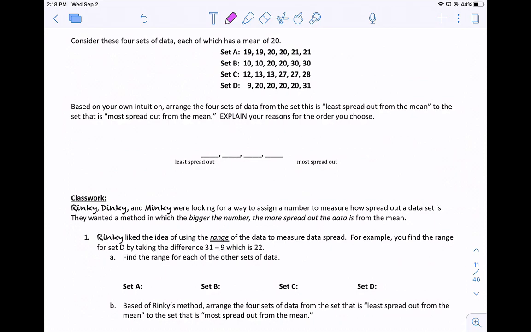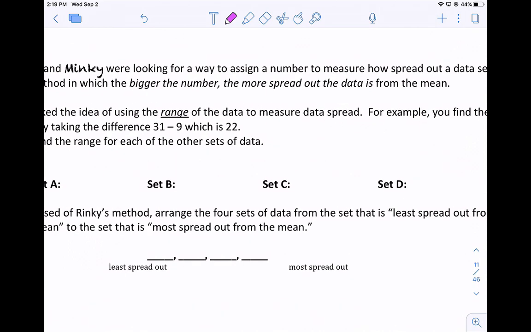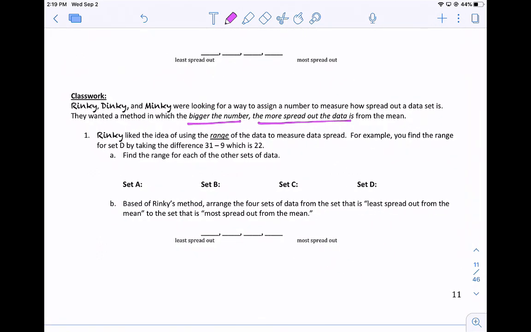And then in class, we're going to take a look at Rinky, Dinky, and Minky, who are 3 students looking for a way to assign a number to measure how spread out the data is. They want a method in which the bigger the number, the more spread out the data is from the average. So the bigger the number, it indicates the data is more spread out. It says Rinky liked the idea of using range of the data to measure the data spread.